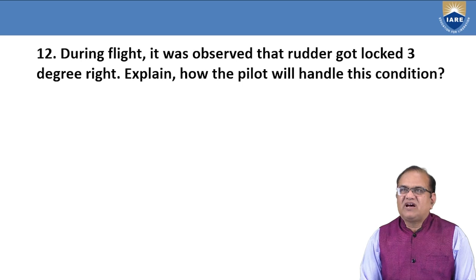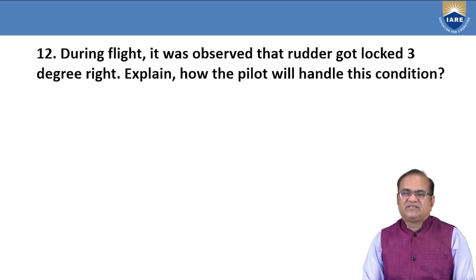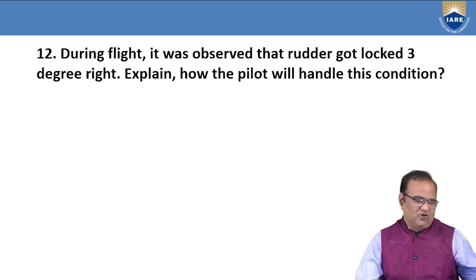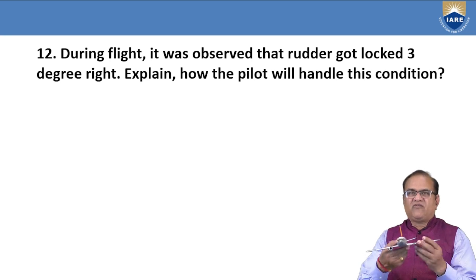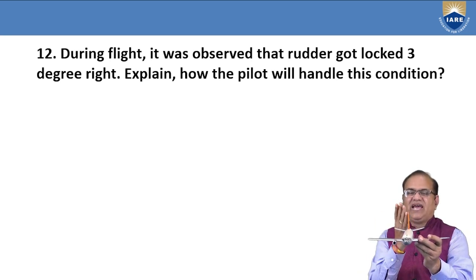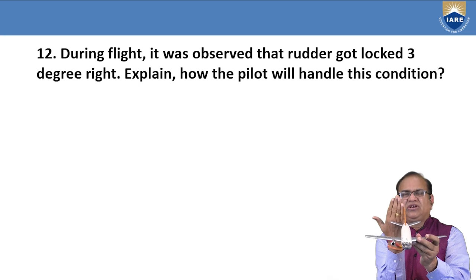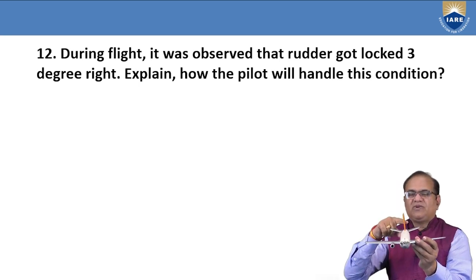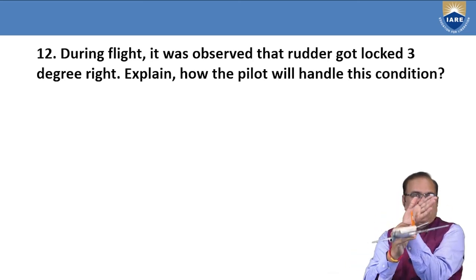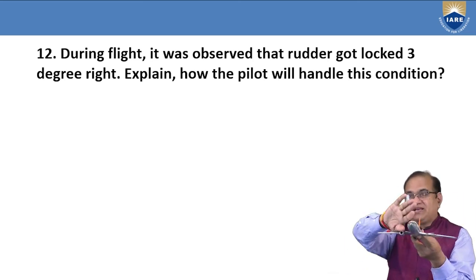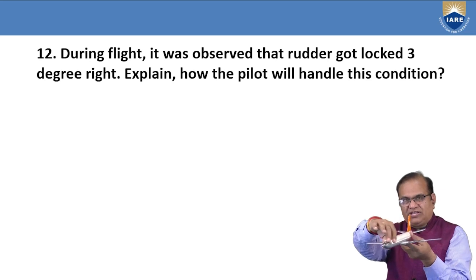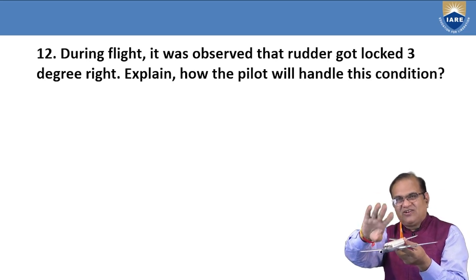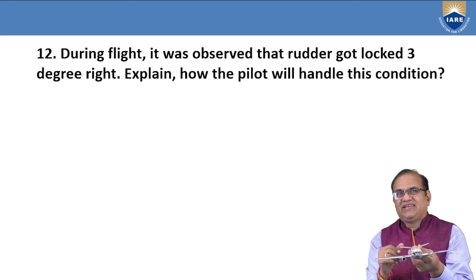During flight, it was observed that the rudder got locked at 3 degrees right. Explain how the pilot will handle this condition. Okay, so what is the question? If you are flying the aircraft like this, and the rudder has got locked in this direction at 3 degrees, what will happen? A force will be generated towards the left, and this will make the aircraft yaw toward the right. So how do we handle this type of situation?